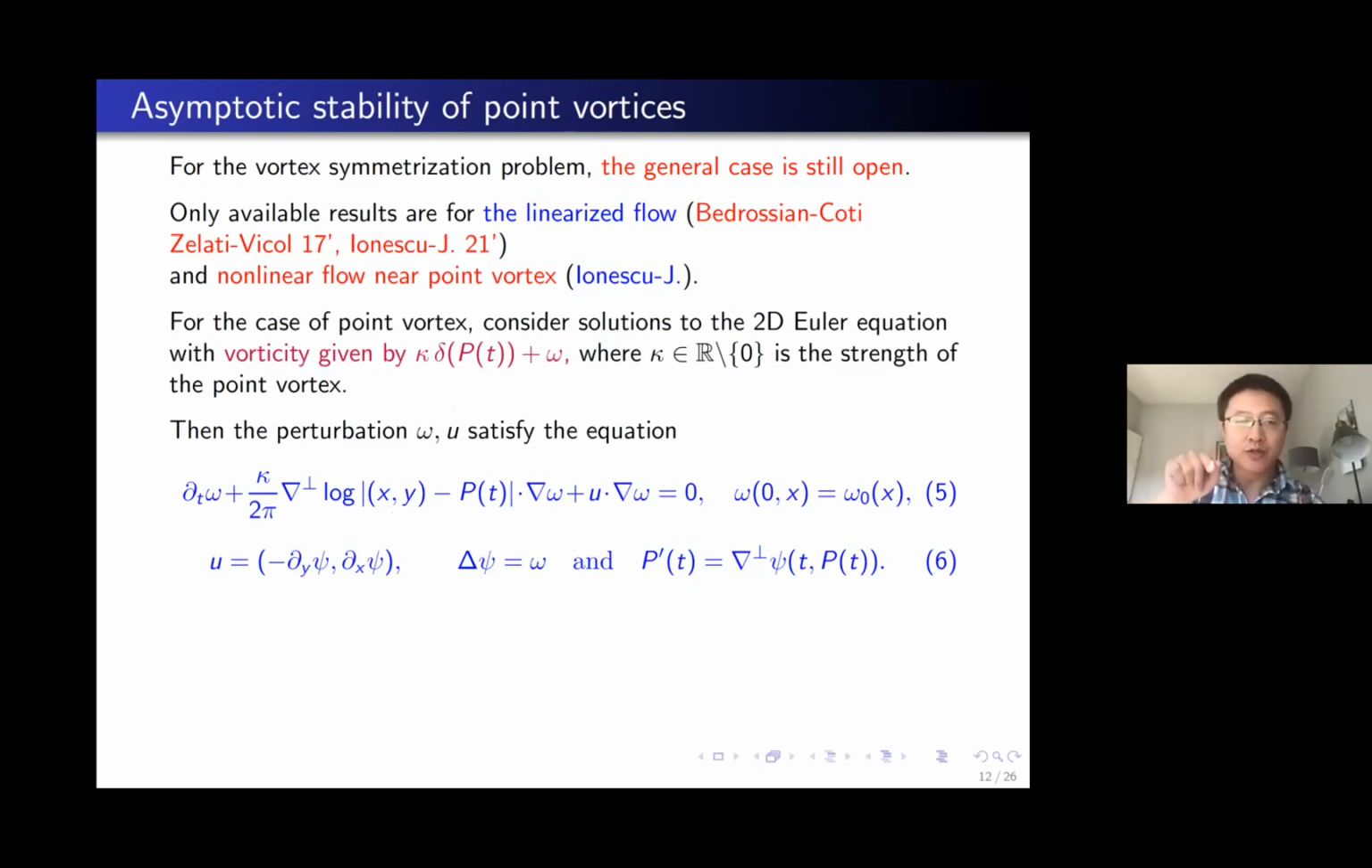So the point vortex will generate a rotation field. But this rotation, crucially, is not a rigid rotation. It's a differential rotation, so that the angular speed depends on the radius. This is the differential rotation that actually stabilizes the whole situation. And moreover, the point vortex will be moved by the actual vorticity perturbation. So this is a coupled system between the position of the point vortex and the perturbed vorticity field.